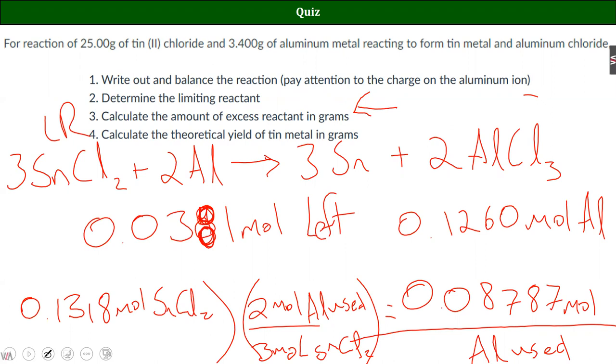Either way, you just have to think, okay, if this says I use up 0.08 moles of aluminum and I have more than that, I have excess aluminum. If you do the math and it says I'm going to use up 0.18 moles of tin 2 chloride and I only have 0.13, I can't do that, right? I can't use the tin chloride that I don't have. So that would also tell you what the limiting reactant is. And I think once you do the math to get the excess reactant in grams, you get 1.06 or something like that.